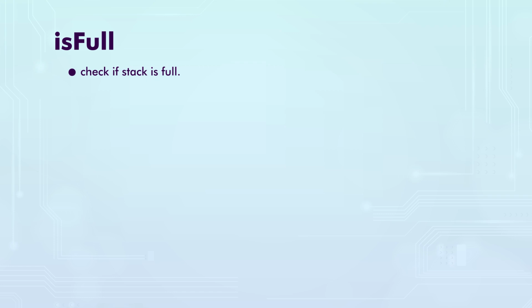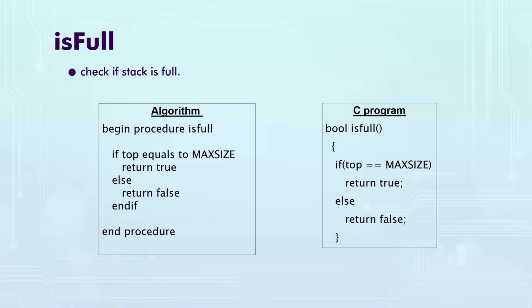Next operation is is full. Is full is to check whether the stack is full or not. Max size is the maximum size, for example, allocated to the stack. For checking whether the stack is full or not, top is checked with the max size. So, is full function will be checking whether the top is equal to max size or not. If top is equal to max size, then return true, else return false.